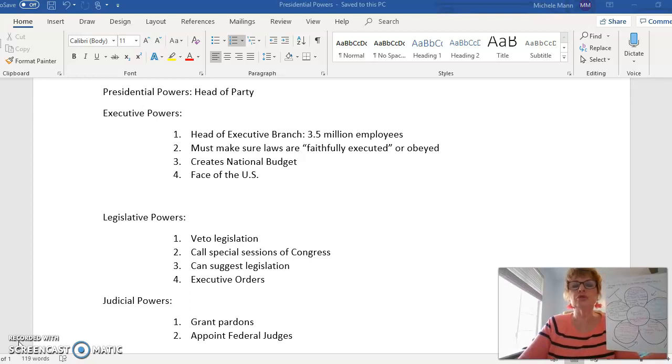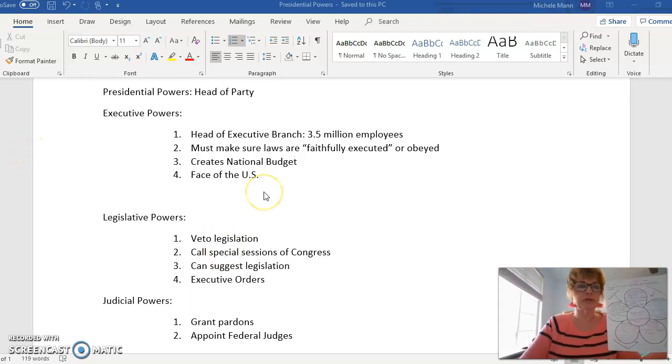He has to make sure all laws are faithfully executed. That's what it says in Article 2 of the Constitution. He has to make sure those laws are enforced and obeyed. He creates a national budget. Once he creates that, he hands it over to Congress. He can't put money in it. He can just say, we would like to spend this much money for this and this much money for that, etc. But he can't actually put funds into it. He is the face of the U.S. When people think of our country at this moment, they are thinking of Trump.